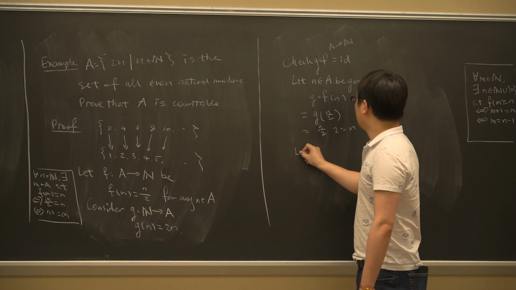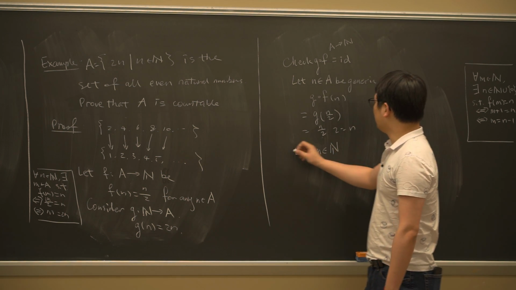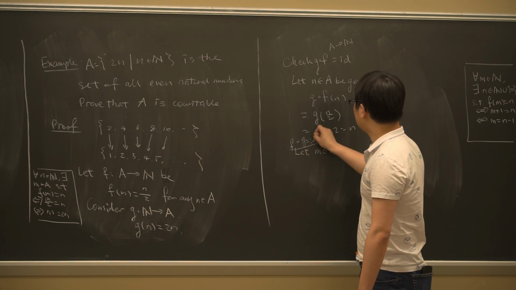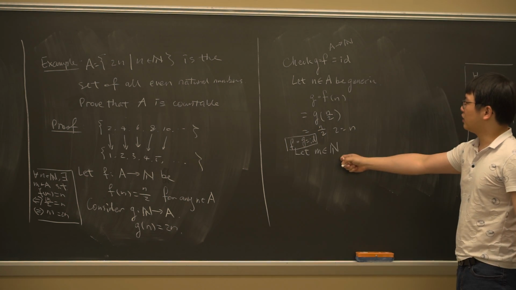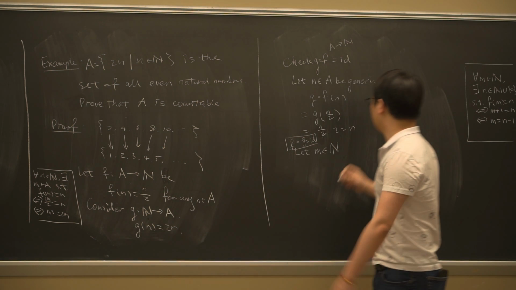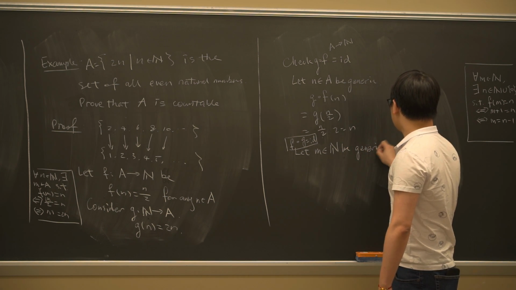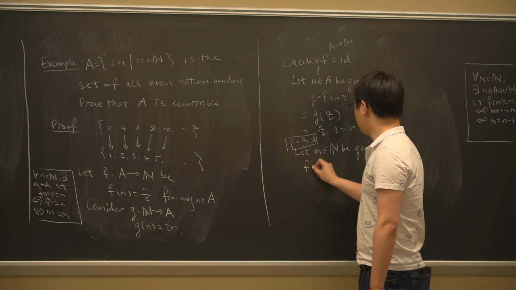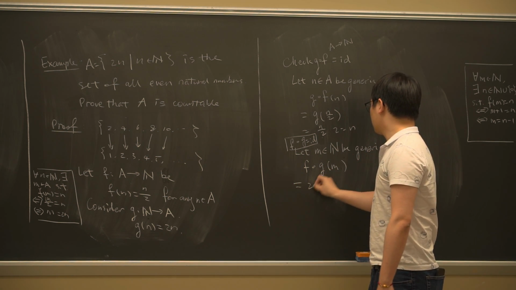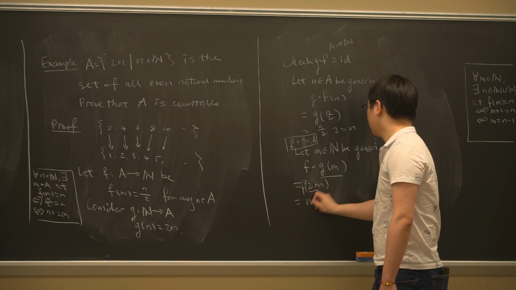And then we have another one. We need to check that g composed with f is identity. And then we pick a generic element in the domain of f, and then we check that for this generic element, we calculate g composed with f of this m, which is f of m is m over 2, and g composed with that gives m.